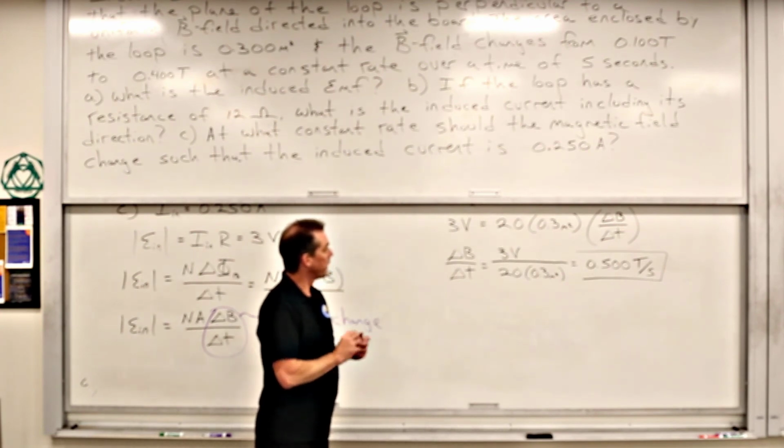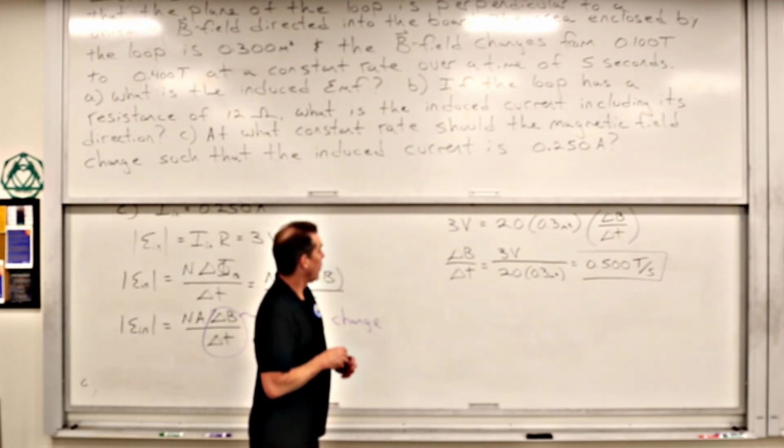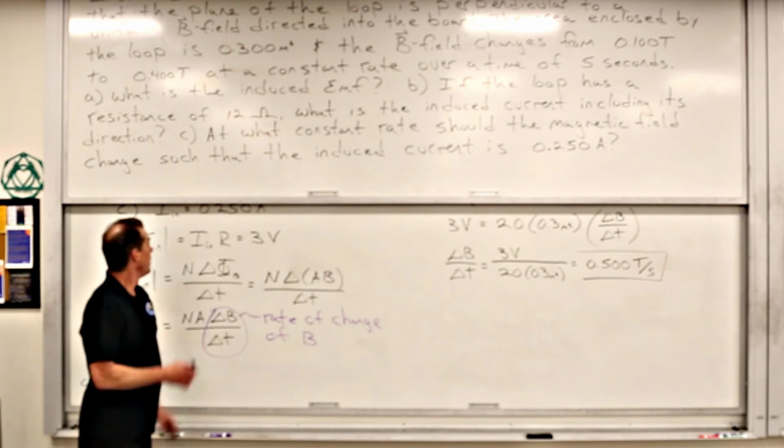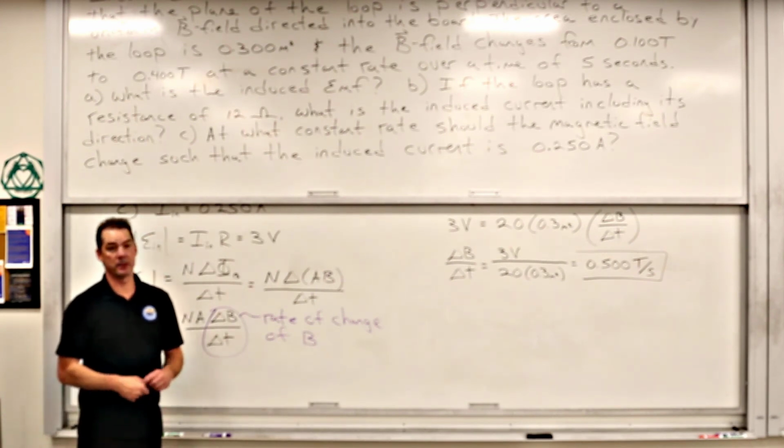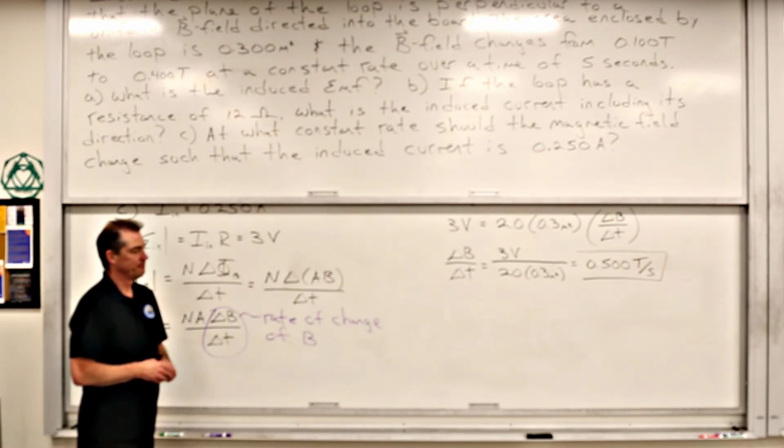So there we go. There's the rate that the magnetic field has to change at in order to induce a current of 0.250 amps. That's it.